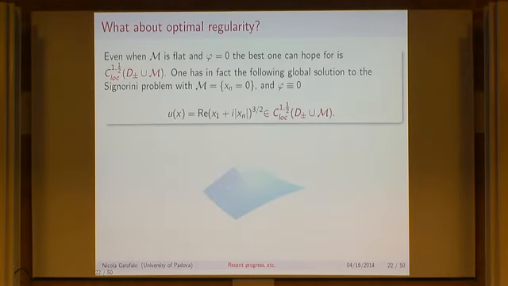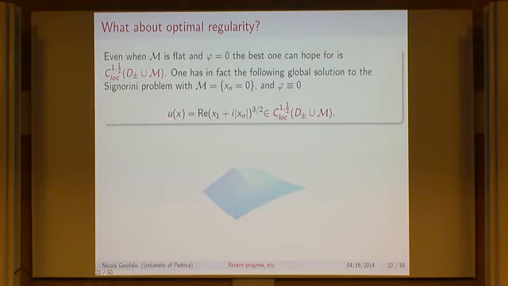So what about optimal regularity of the solution? Well, when the manifold is flat, the best that one can hope for as optimal regularity is this one, C^{1,1/2}, up to the thin manifold. The reason for this is that there exists, looming in the dark, this global solution to the obstacle problem, okay?